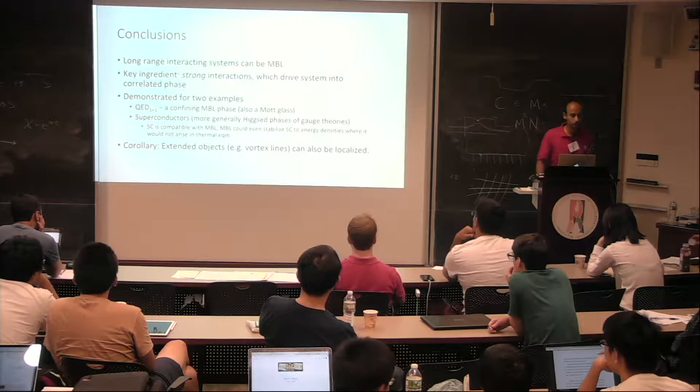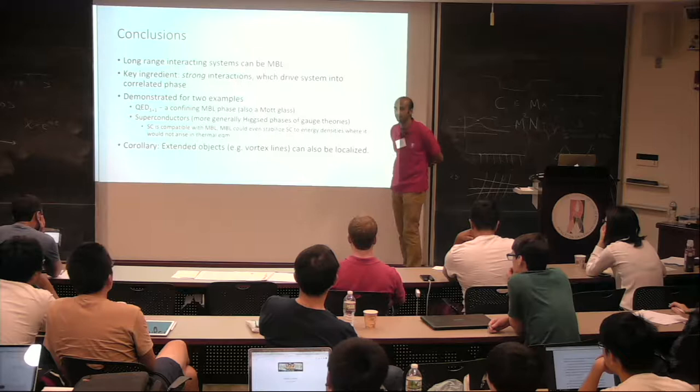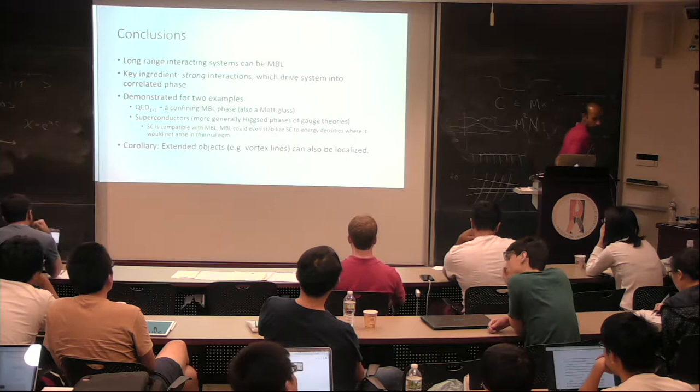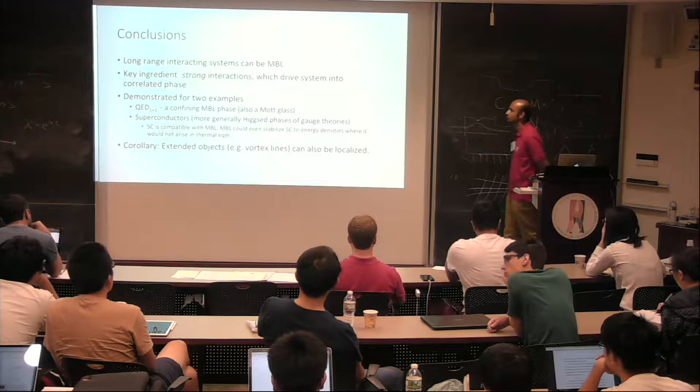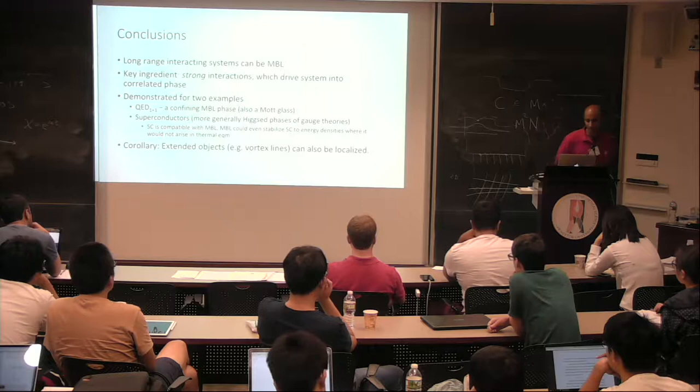The key ingredient is strong interactions, which drive the system into a correlated phase. And this correlated phase is best described in terms of emergent excitations, which can be short-range interacting and localized in the usual manner. We demonstrated it with two examples, a confining phase, QED 1 plus 1, and also a Higgs phase, superconductors in two and three dimensions. This may actually be useful. It might allow you to use disorder to stabilize superconductivity to energy densities where it wouldn't arise in thermal equilibrium.